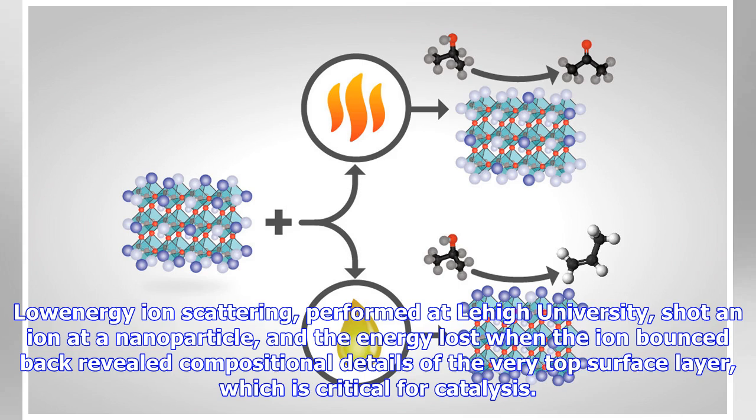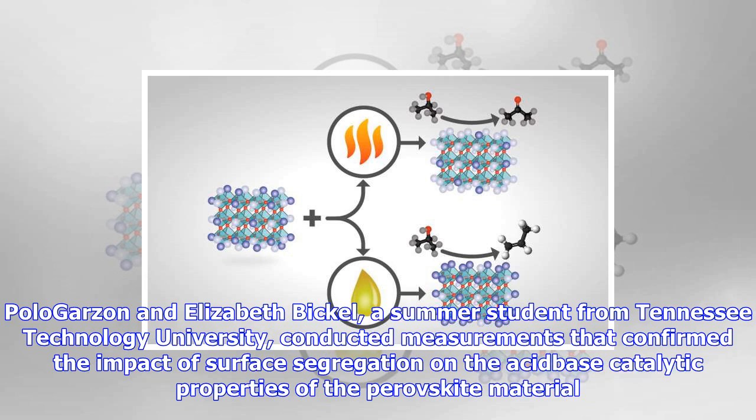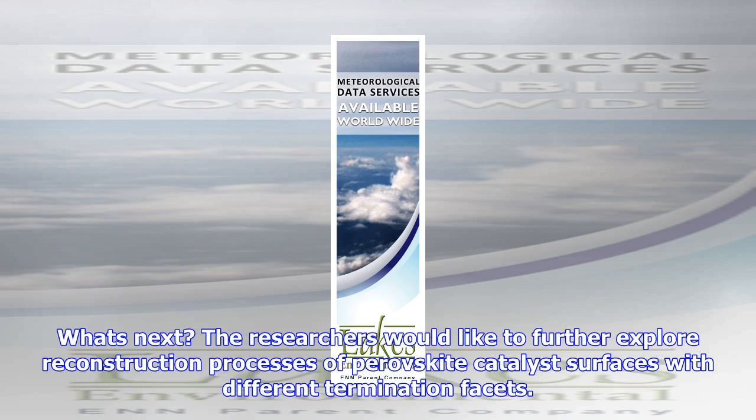Low-energy ion scattering, performed at Lehigh University, shot an ion at a nanoparticle, and the energy lost when the ion bounced back revealed compositional details of the very top surface layer, which is critical for catalysis. Lessons learned about surface composition from all these experiments aided Victor Fung and Dean Zhang in theory-based computations to predict reaction pathways. Polo-Garzón and Elizabeth Bickel, a summer student from Tennessee Technological University, conducted measurements that confirmed the impact of surface segregation on the acid-base catalytic properties of the perovskite material.